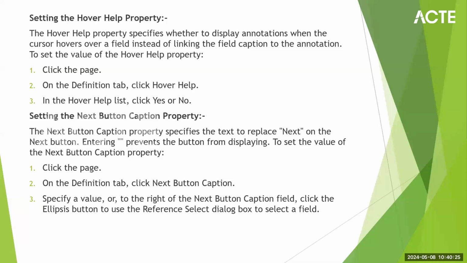Now, setting the next button caption property. Right at the end of the screen, you can see the next button. So how do you set that? Click on the page, on the definition tab, click next button caption and give that particular name whichever you want here, or you can map that particular field which is already there in your current manuscript.